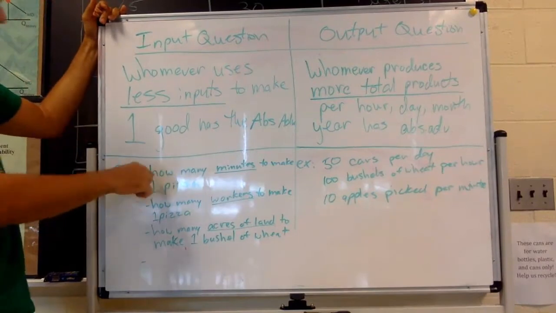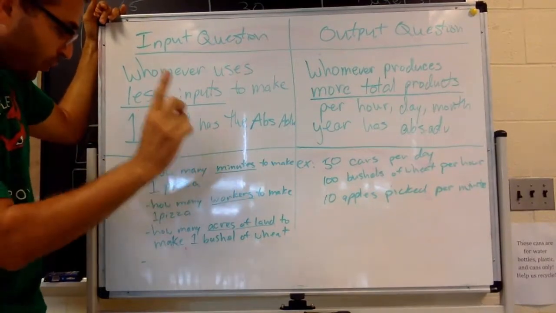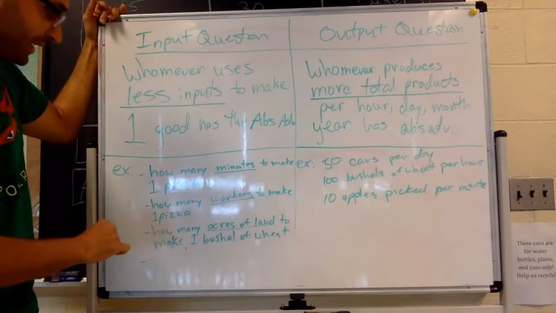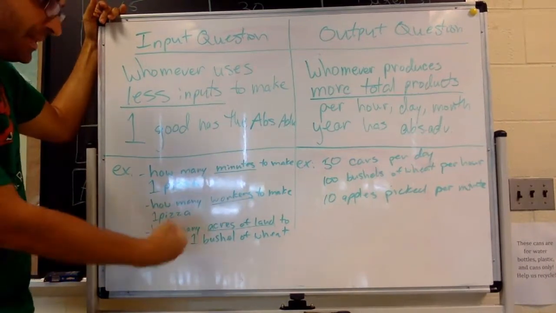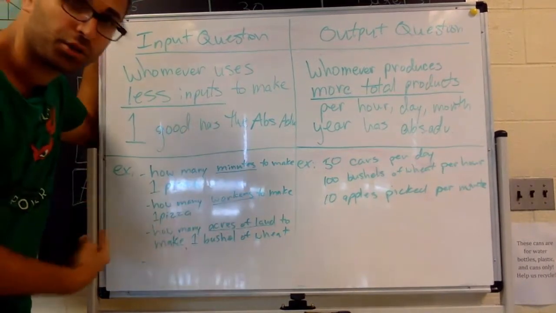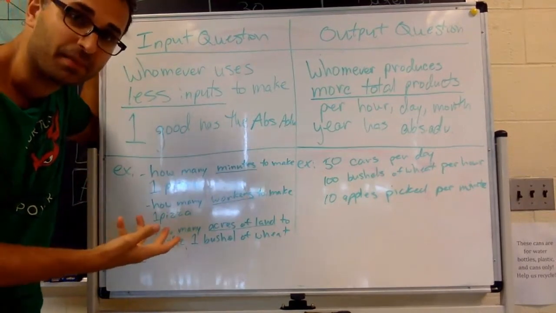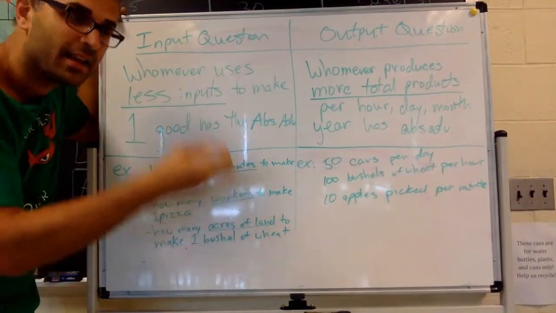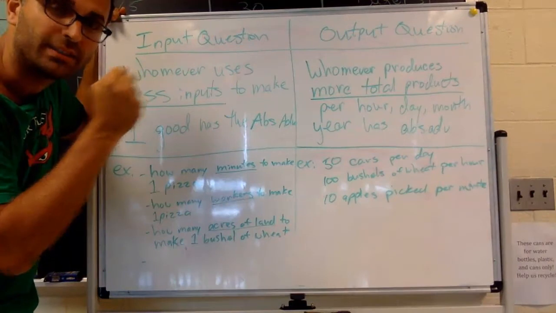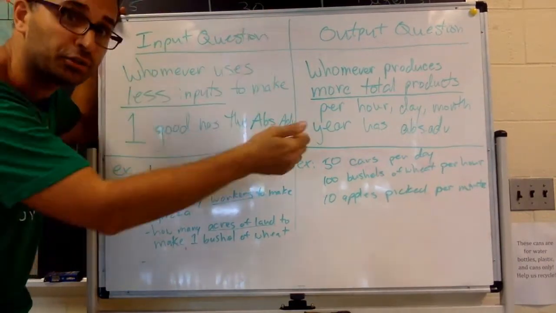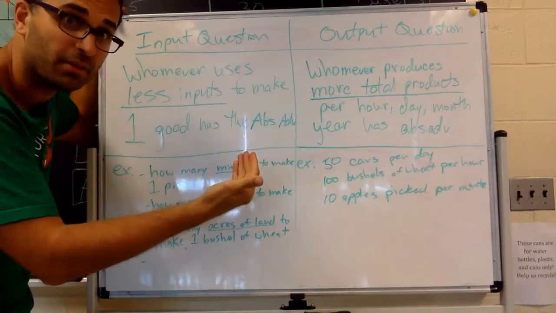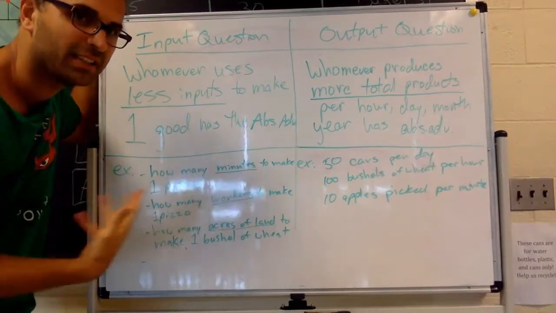So a couple of examples. How many minutes does it take to produce one pizza? How many workers does it take to produce one pizza? How many acres of land to make one bushel of wheat? And we can go on and on with different types of inputs, like how many barrels of oil it takes to sail across the Atlantic Ocean compared to another country. Their ships maybe run less or more efficiently. They need more oil or less oil.